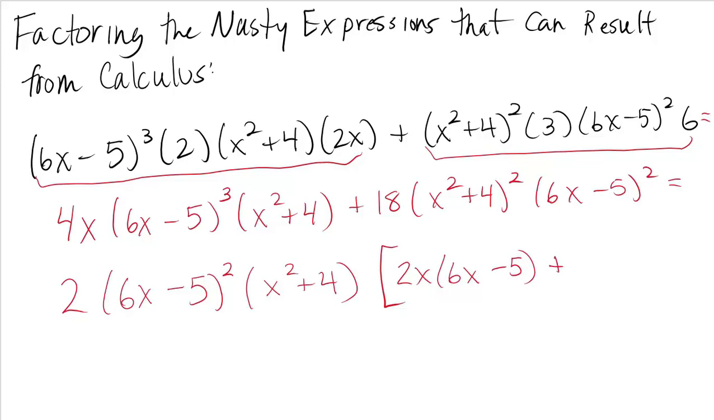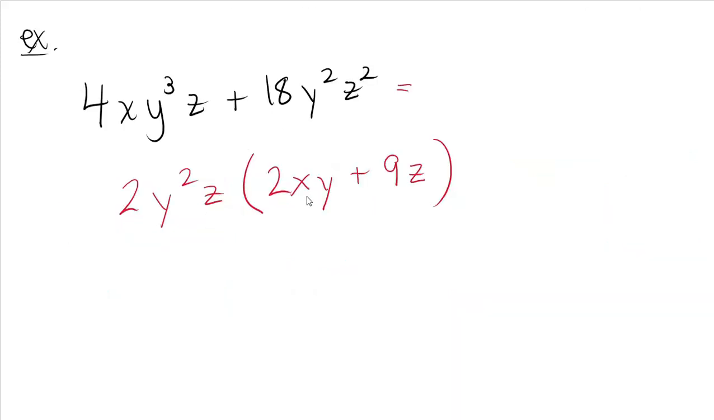Plus, what times 2 to get the 18? 9. There are 2 copies of 6x minus 5, but that's exactly what we took, so I don't need any of those. There are 2 copies of x squared plus 4. We took 1. We need 1 more. Again, exactly like what we did here. No different. Harder, but not any different.